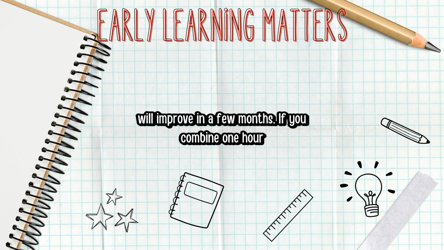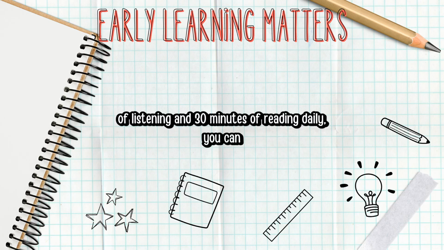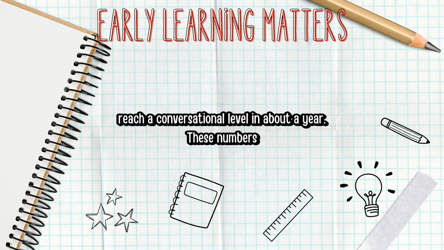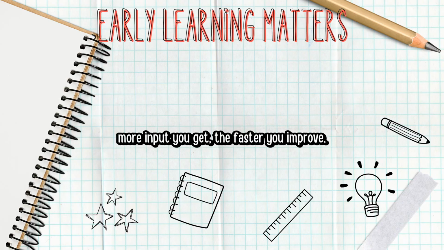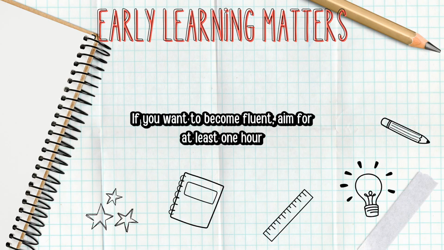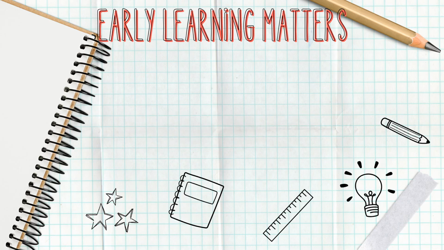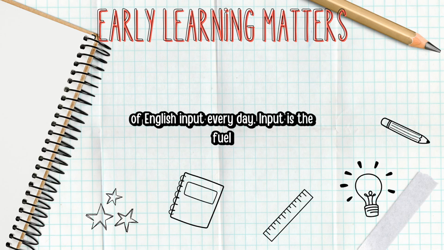If you combine 1 hour of listening and 30 minutes of reading daily, you can reach a conversational level in about a year. These numbers aren't strict rules, but they show one thing clearly. The more input you get, the faster you improve. If you want to become fluent, aim for at least 1 hour of English input every day.